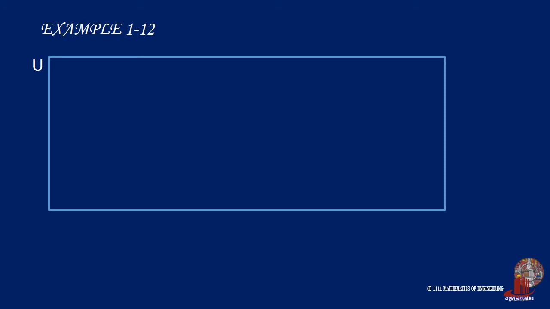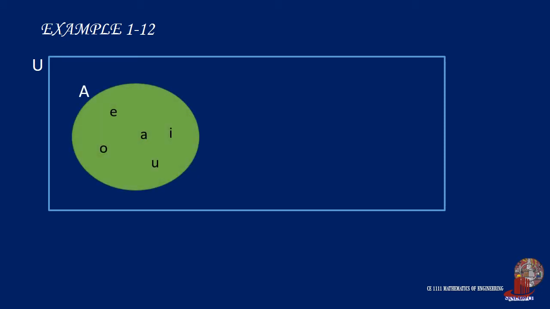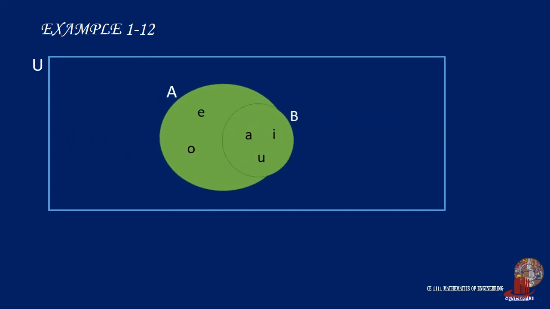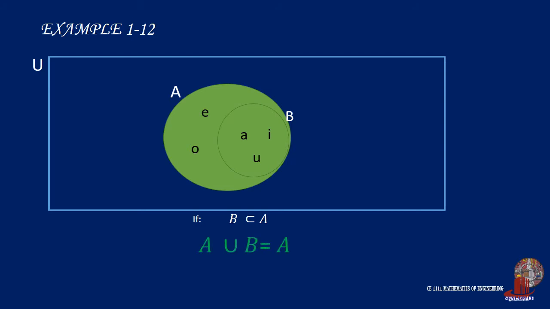Consider two sets A and B where the elements of A are the vowels A, E, I, O, U, and set B would have the vowels A, I, and U. This example illustrates that the union of set A and its subset B is the set A itself. That is, if B is a subset of A, then the union of A and B is just equal to A.